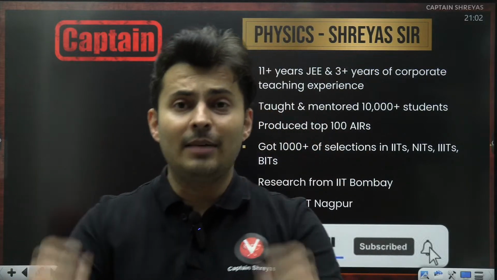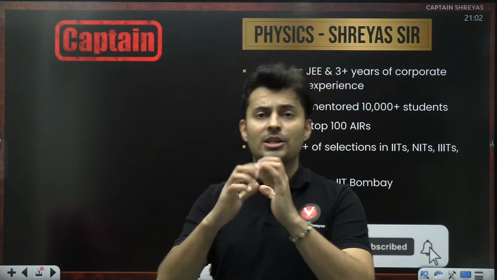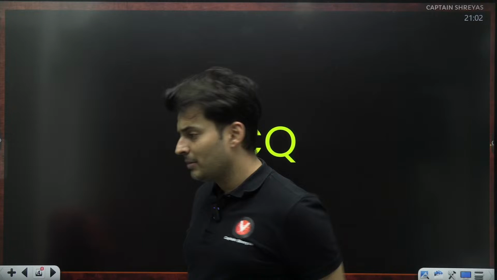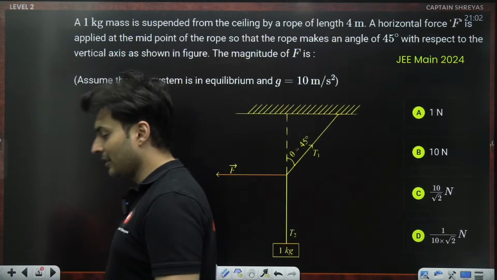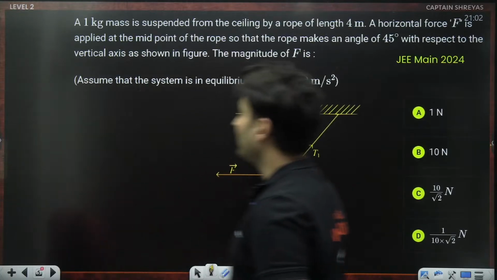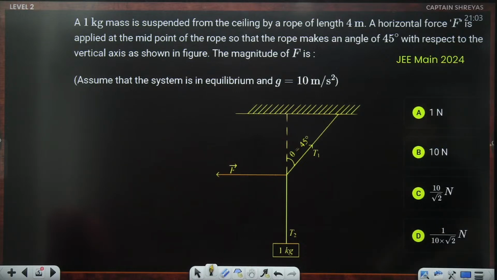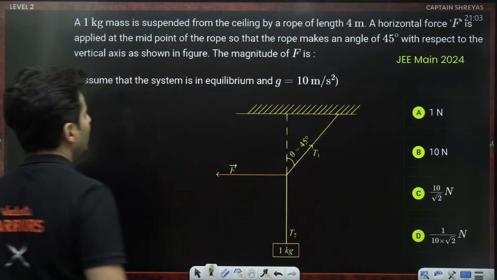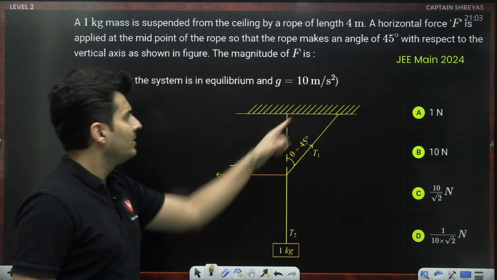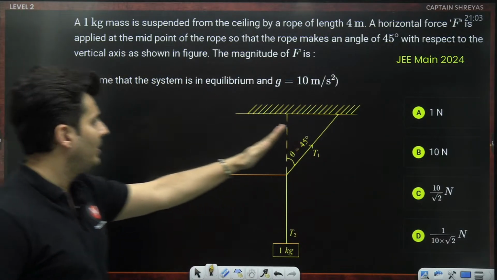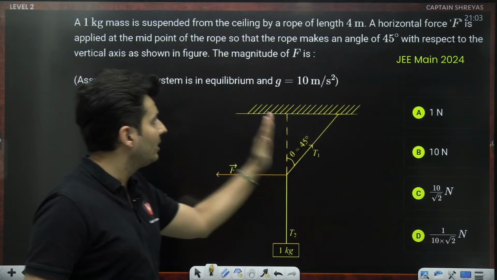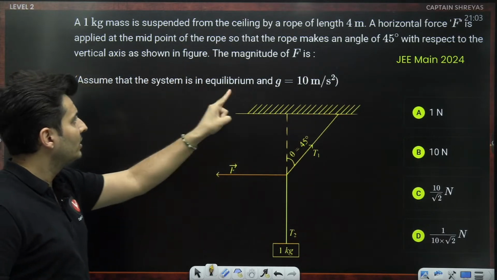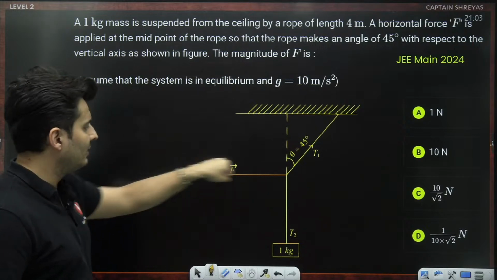And it's time to start Newton's laws and friction, all the JEE questions, starting off with the MCQs. I hope you guys are geared up. Here comes the first question on your screen. It says 1 kg mass is suspended from the ceiling by a rope of length 4 meters. Horizontal force is applied at the midpoint of the rope so that the rope makes an angle of 45 degrees with respect to the vertical, as shown in the figure. Find the force with which you have pulled.